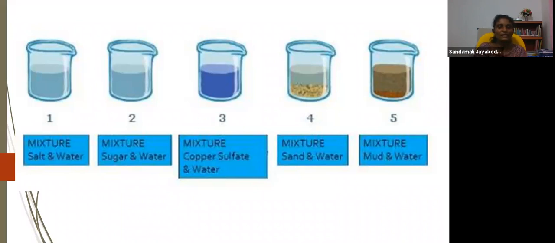Those three have some common feature and another two have some different feature.